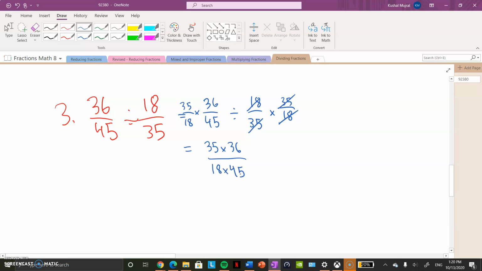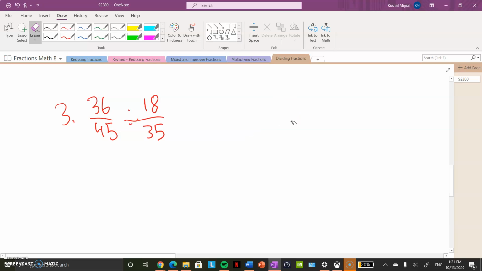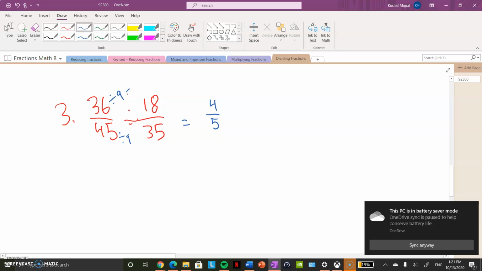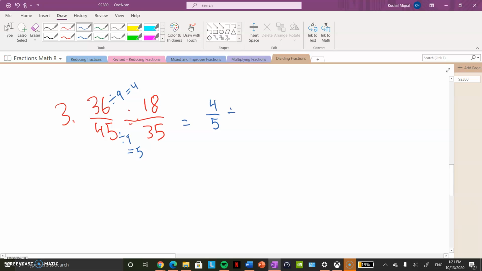Now you might notice that this is really complicated. So let's go back to the beginning. We don't want to do something that complicated. 36 over 45 reduces. This becomes 4 over 5, because 36 divided by 9 equals 4, and 45 divided by 9 equals 5. So we're left with 4 over 5 divided by 18 over 35.